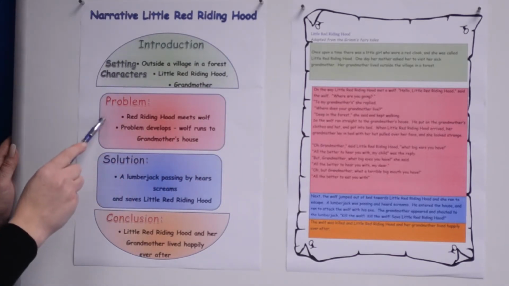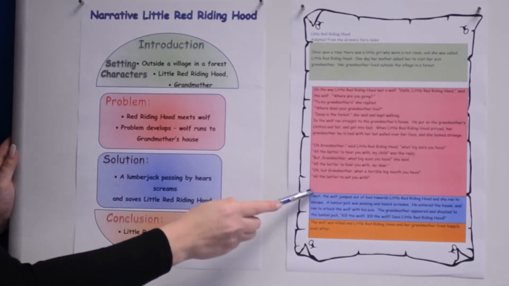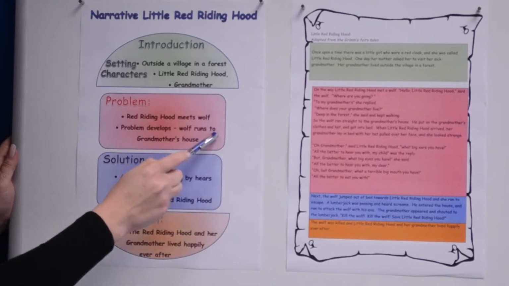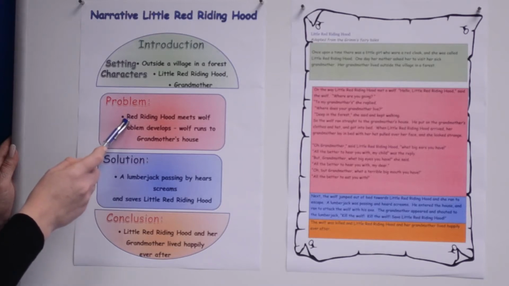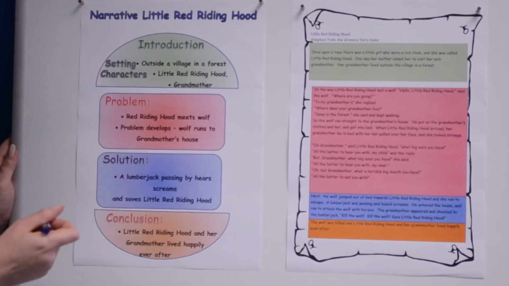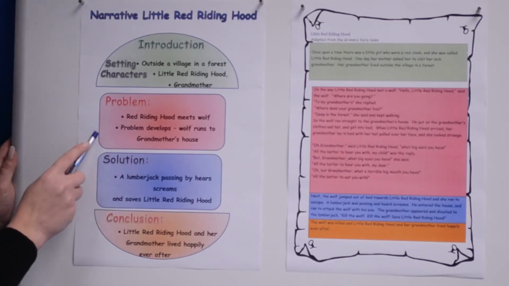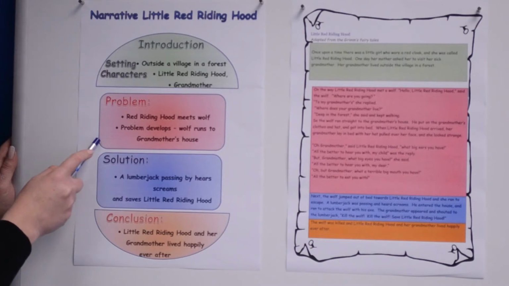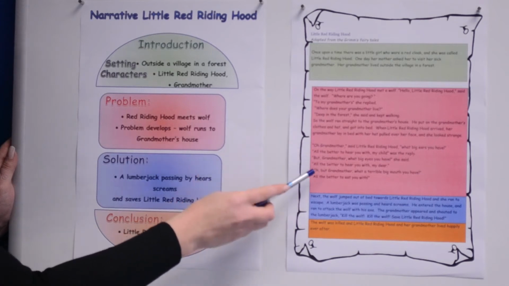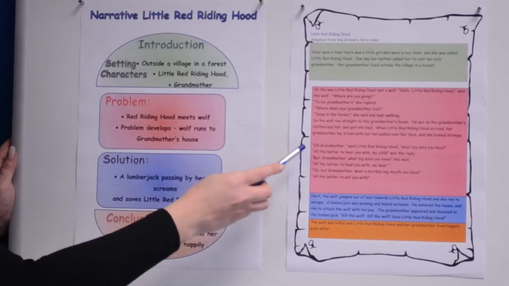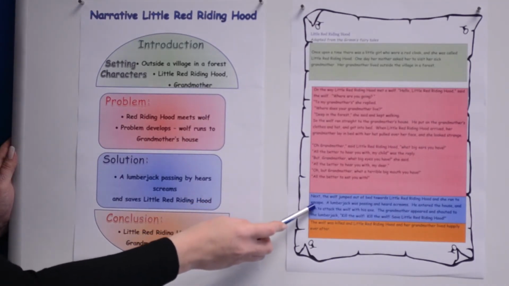The next thing is to go into your problem. The problem in Little Red Riding Hood is quite large and long, though a problem can sometimes be quite short. This is where Little Red Riding Hood meets the wolf. The character normally experiences some emotion or effect, and then the problem develops. In Little Red Riding Hood, the wolf runs to the grandmother's house. We all know that goes quite long, and Little Red Riding Hood meets the wolf, and the wolf disguises himself as the grandmother.